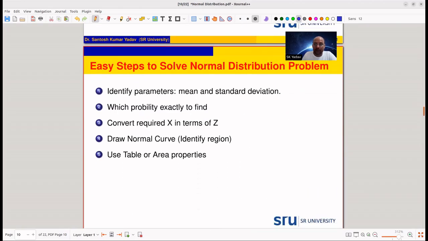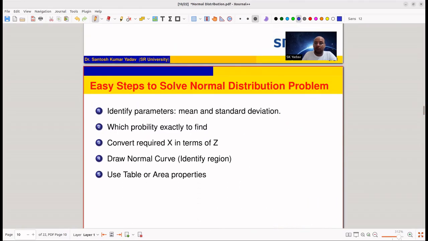So let us now summarize the main steps for solving a particular problem. First of all, we have to identify the parameters of the distribution. That is, you have to find what mean is given in the problem and what sigma is given in the problem.